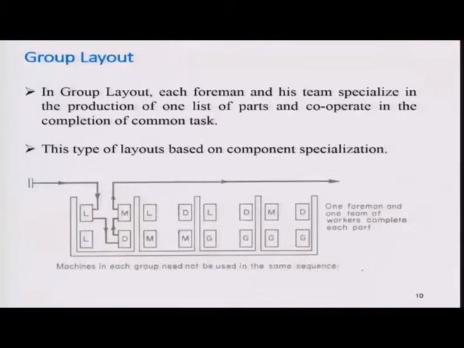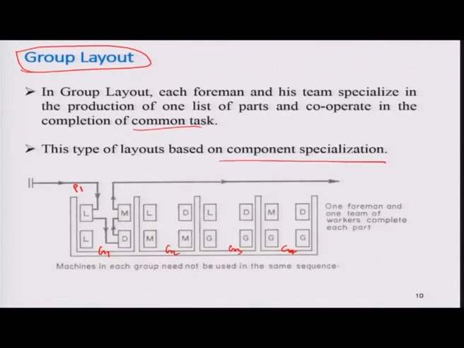Okay, now the last one is the group layout. In a group layout, each foreman and his team specialize in the production of one list of parts and cooperate in the completion of common tasks. This type of layout is based on component specialization. Here, one foreman and one team of workers complete each part. One part family enters the group 1 area. This is group 2, group 3 and group 4. And this part will be processed only in this group.